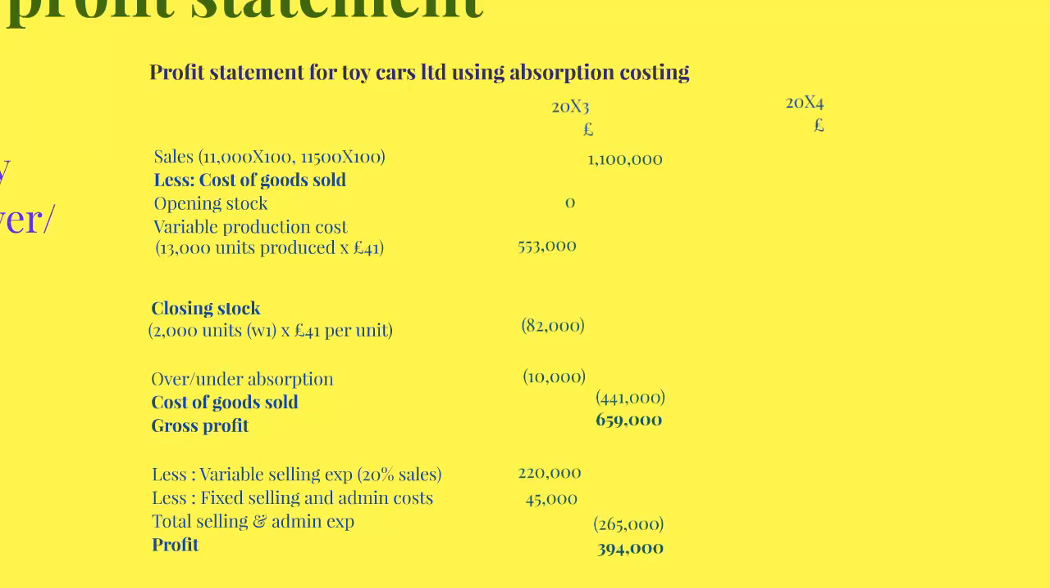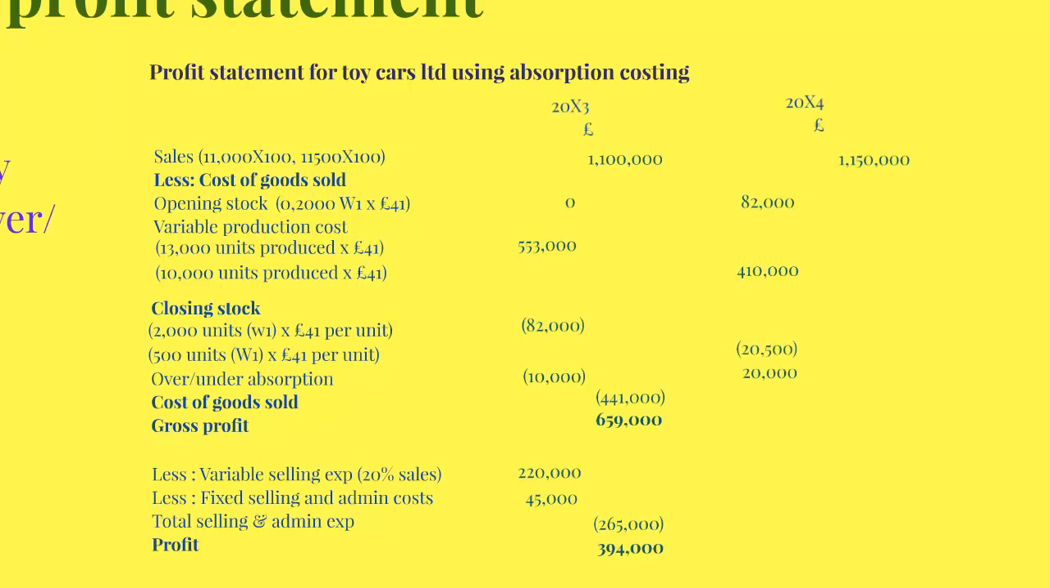394,000. And now we do the same thing for the second year, so 11,500 by £100, giving us 1,150,000. Now we have our opening stock this time, which of course is being charged at £41 per unit, giving us 82,000 in opening stock. And we produce 10,000 units this time rather than 13,000, giving us a total variable production cost for this year of 410,000. And again, we use that £500 in closing stock to add back in.